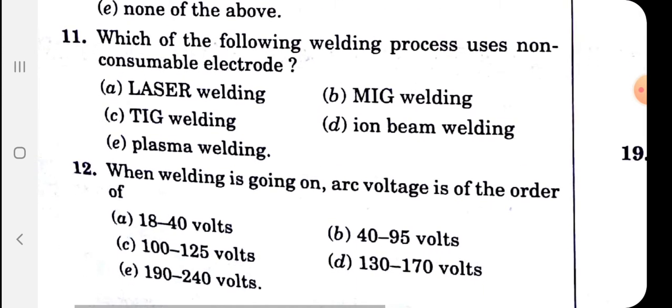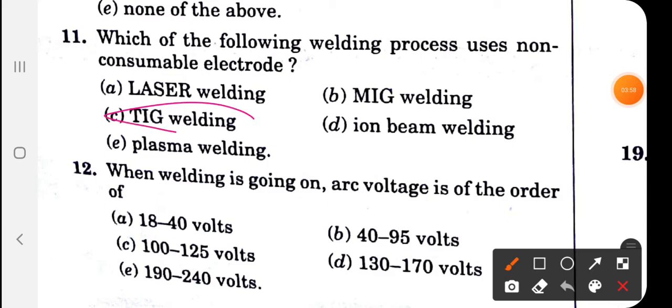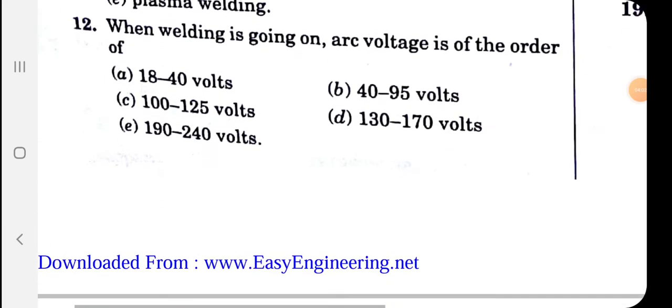Which of the following welding processes uses a non-consumable electrode? Which process will use it? 11th is C, that is TIG welding. In TIG welding, the electrode is non-consumable. In MIG welding, a wire type is used, that is consumable.